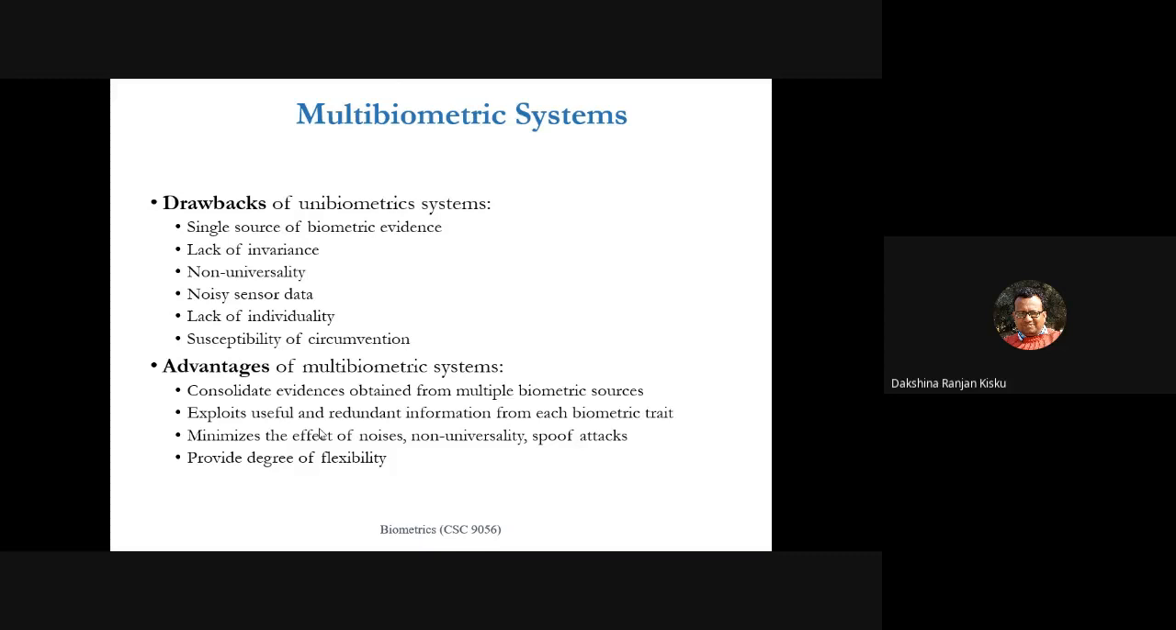Then it minimizes the effect of noises, non-universality, and spoof attacks. Spoof attack means that if there are multiple biometric systems used for multi-biometric fusion, and one biometric system is compromised, then the other biometric systems will still be available. That is the degree of flexibility, so the biometric systems can be protected from spoof attacks. Here different forms of biometric systems are used, so if one form is compromised, the other forms will also work.